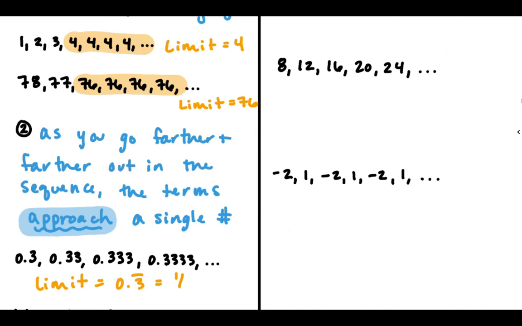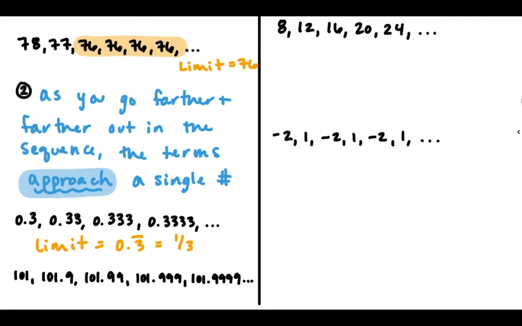Okay, another example of this would be this sequence. So we have 101, 101.9, 101.99, 101.999, 101.9999. So we're adding a 9 at the end every term. And ask yourself, what number is this getting closer to? And hopefully our answer is 102.